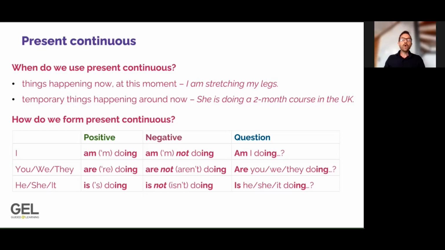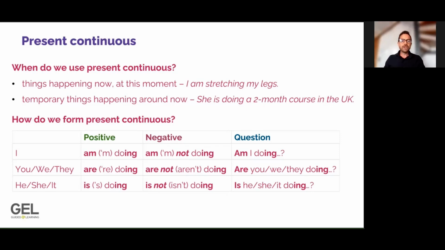Going to you, we, and they, we switch to are, and this will often be contracted. You're, we're, they're doing. Next, in the negative form, it is are not. So you are not, but again, often contracted. So you're not, they're not, we're not. And finally, in the question form, again, we reverse the order. Are they doing? Are you doing?